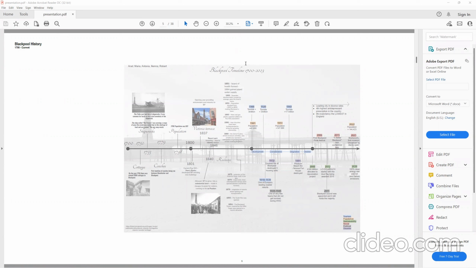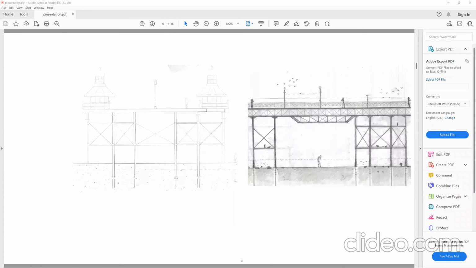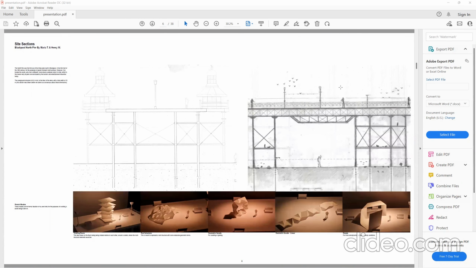This is a look at the history of Blackpool. It is known for its transient population due to domestic tourism. It's like a second Brighton, rivaling Brighton. This is a look at the site.